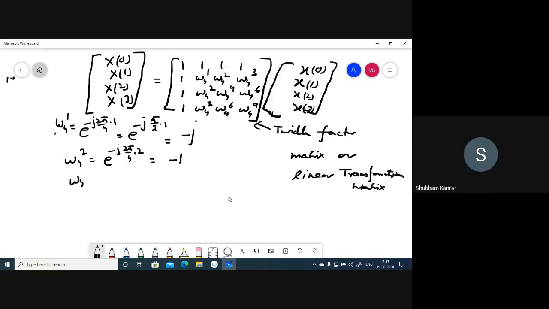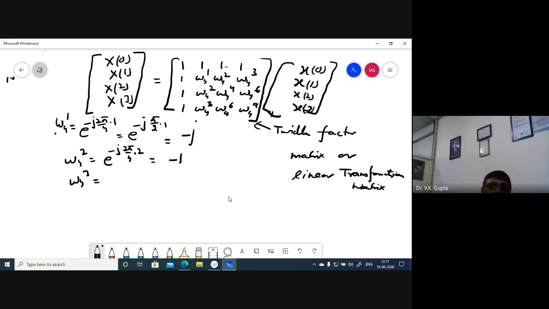Similarly, W43 is e to the power minus j 2 pi by 4 into 3. This is e to the power minus j 3 pi by 2, which is e to the power minus j pi plus pi by 2.